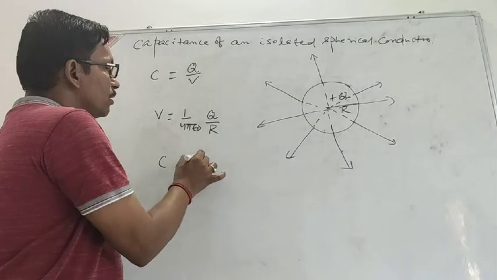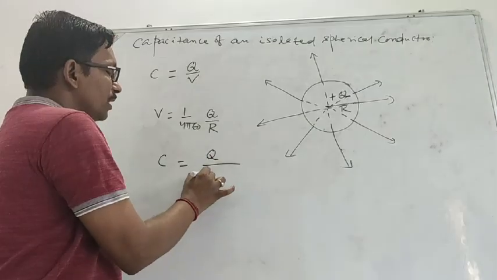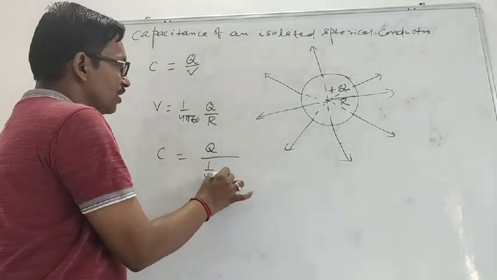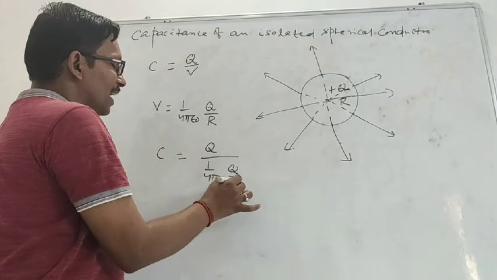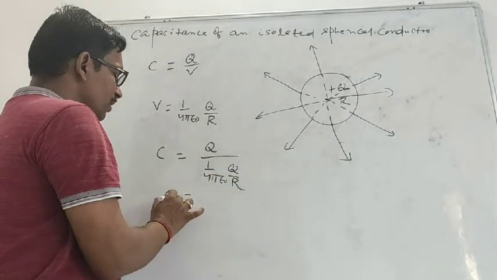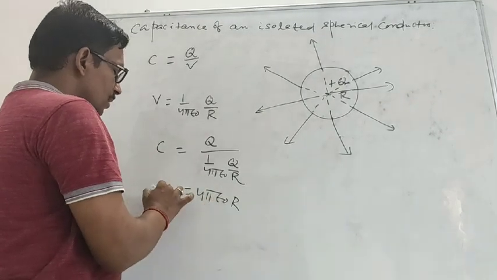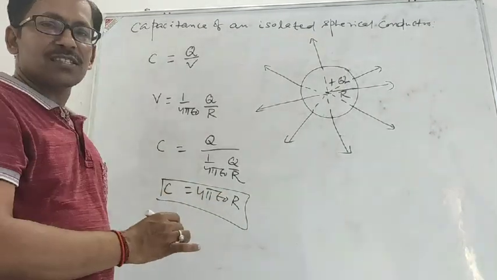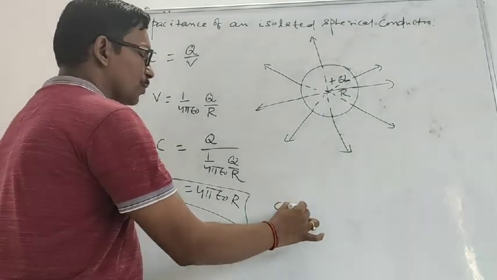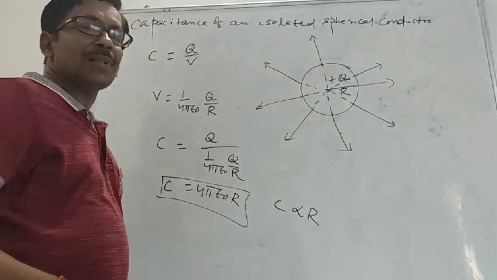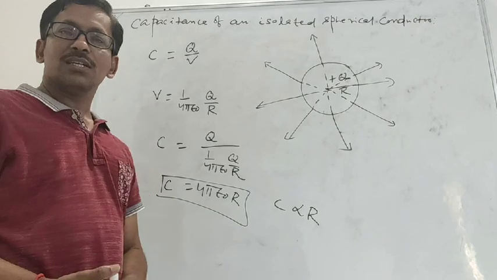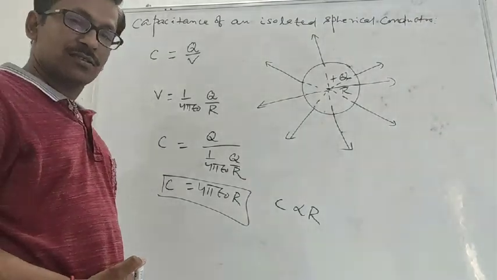So capacitance C will be equal to Q divided by V, that is Q divided by Q by 4 pi epsilon naught R. And so C will be equal to 4 pi epsilon naught R. And it is very clear from the expression that C is proportional to R. Capacitance of the spherical conductor is proportional to its radius.